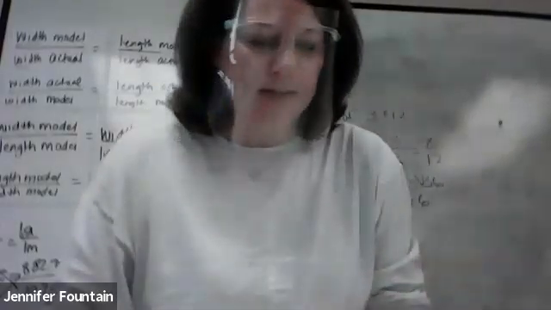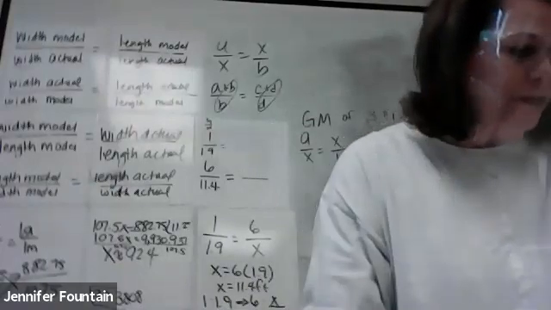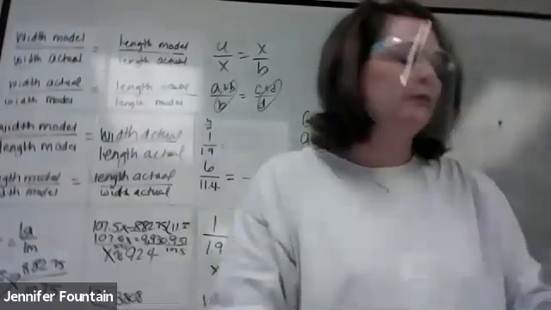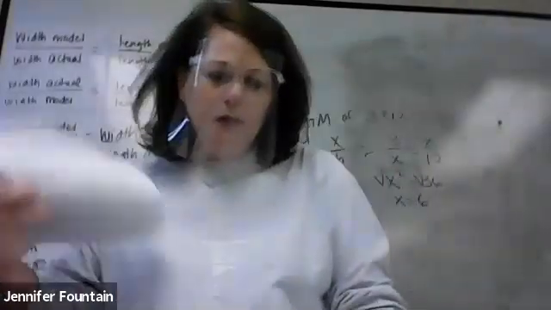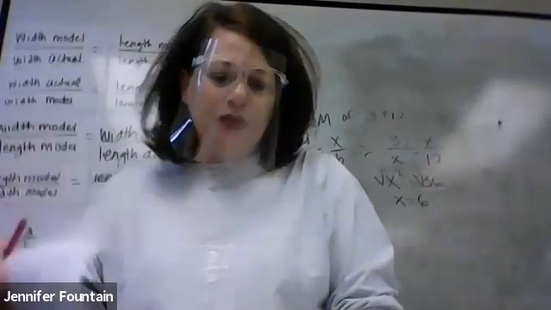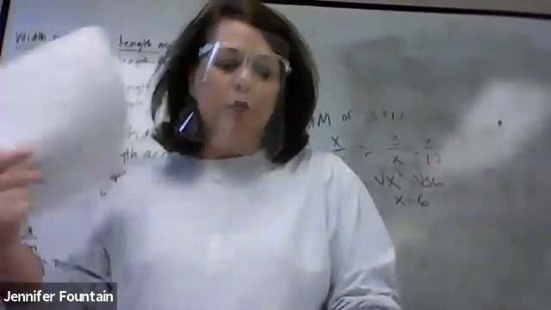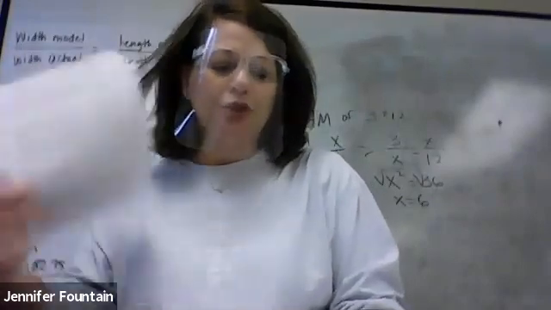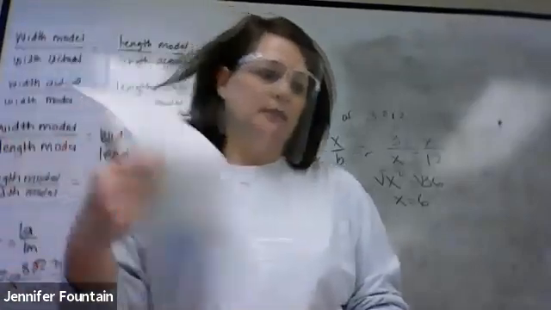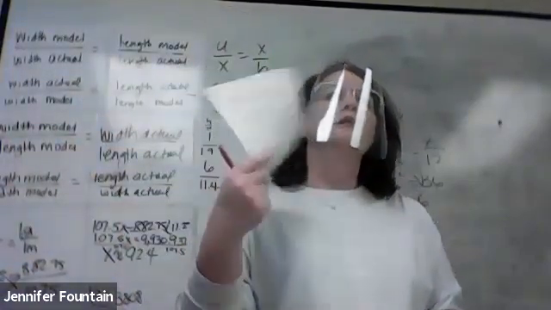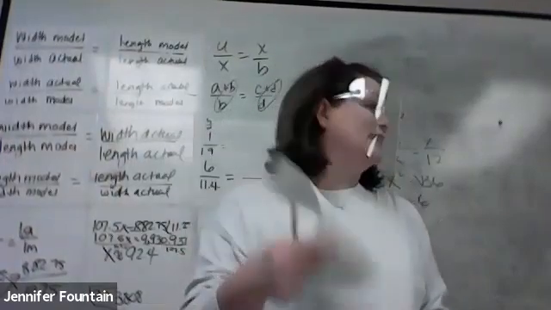All righty, 8.3, similar polygons. So turn your notes over to the back page. When there is a correspondence between 2 polygons such that their corresponding angles are congruent and the lengths of corresponding sides are proportional, the 2 polygons are called similar polygons. Why are they not congruent? They're not the same size.